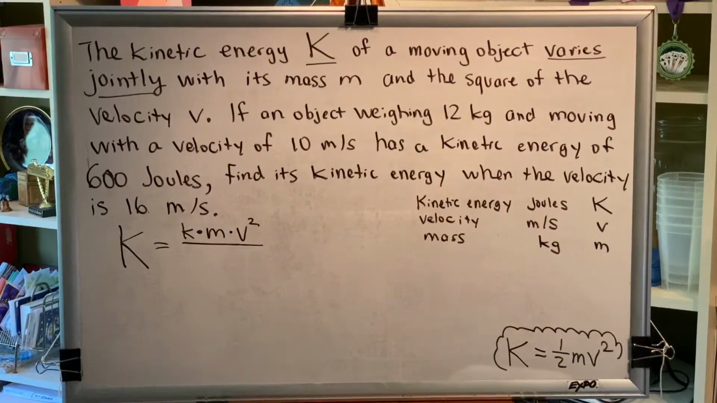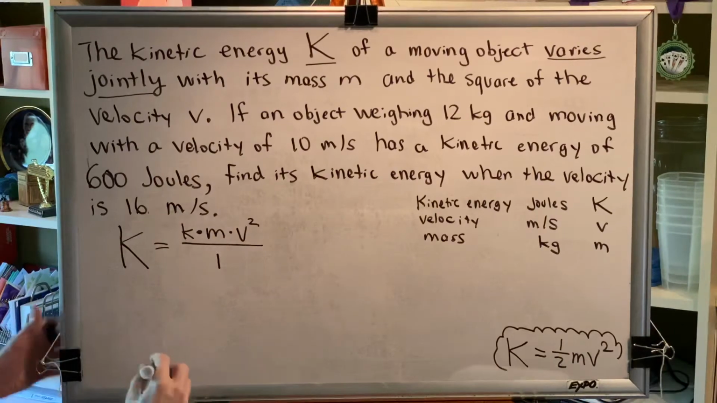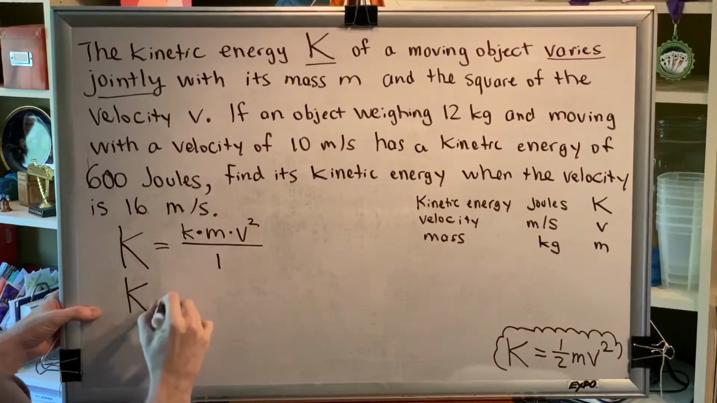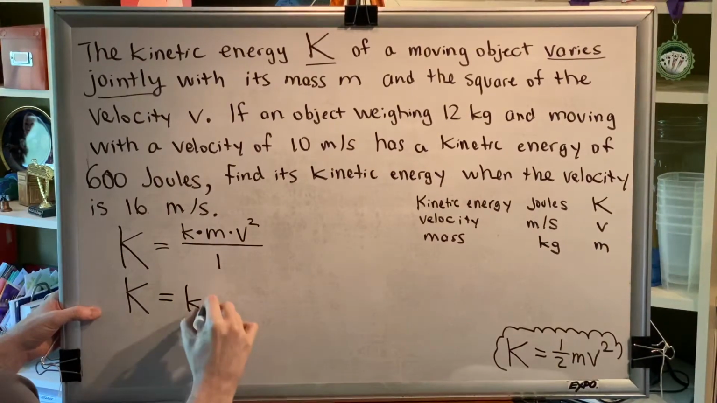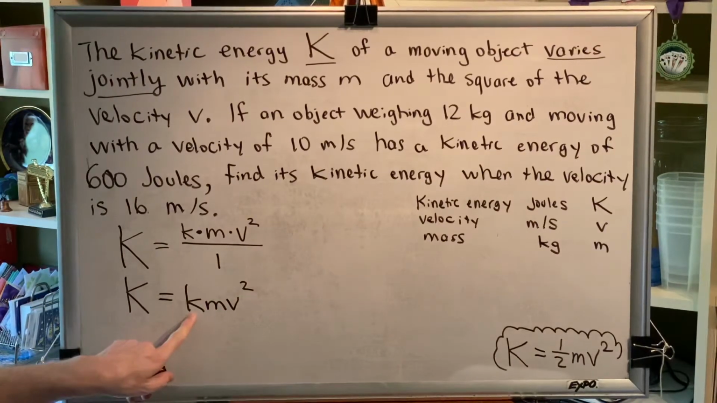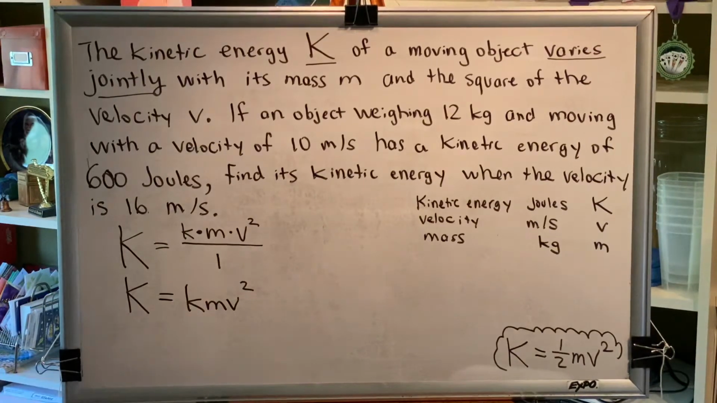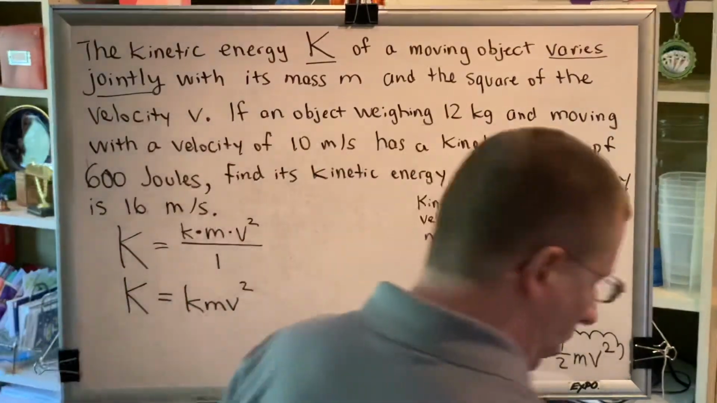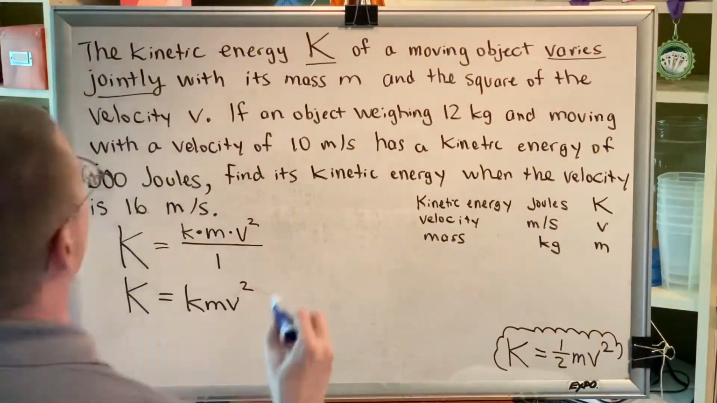Step 4, replace an empty denominator with a 1. Great. Now simplify. Anything divided by 1 is itself. So we get K is equal to lowercase k m v squared. And our job is to figure out the value of lowercase k. We can solve that with some information provided in the problem.